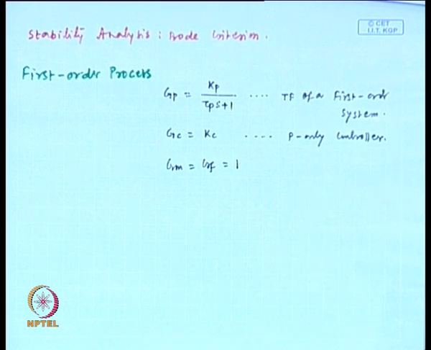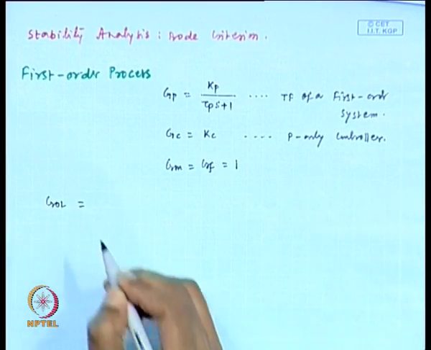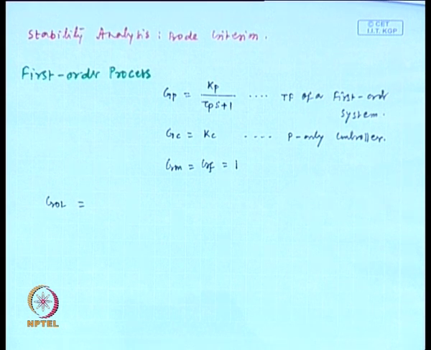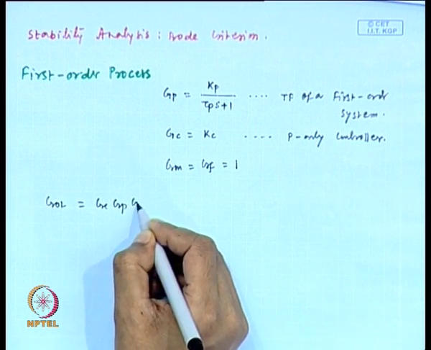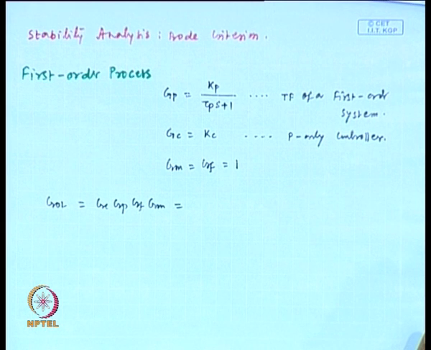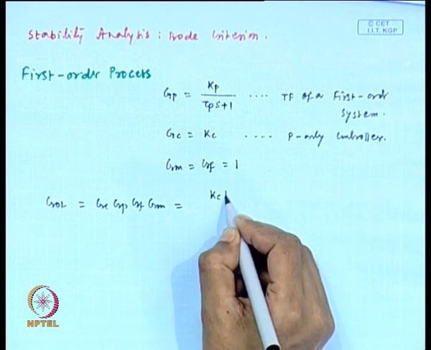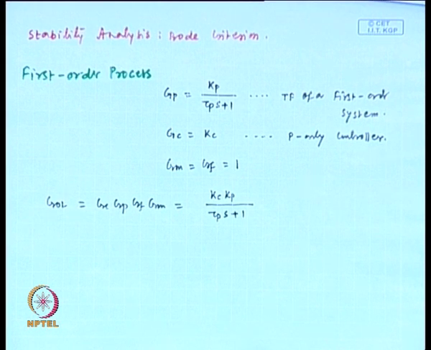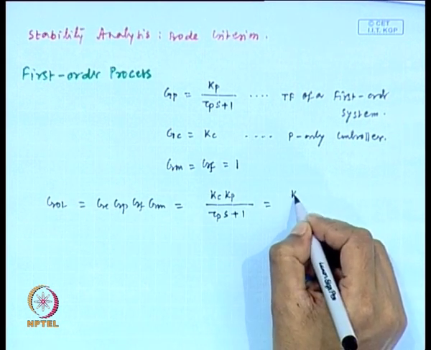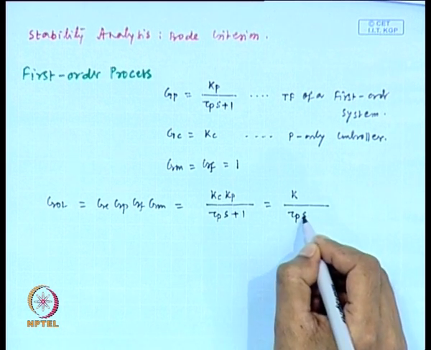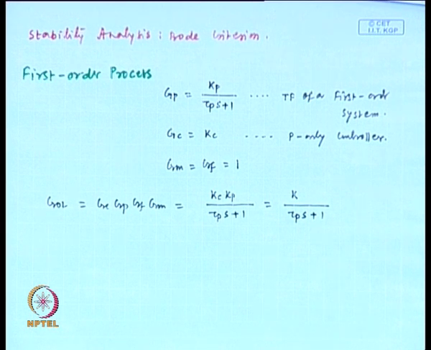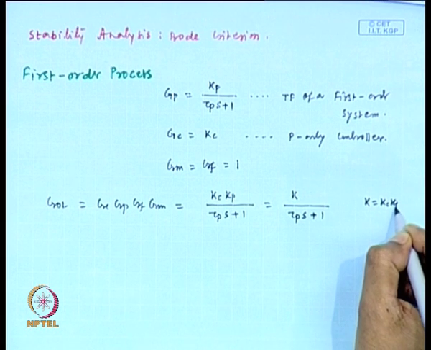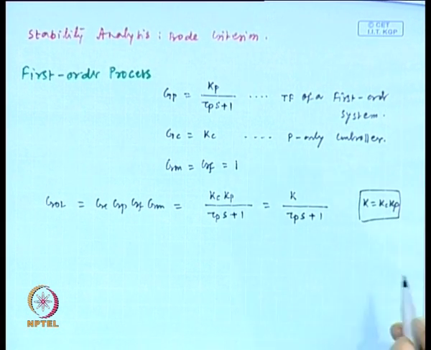Fine. Now, at the first step we need to find the open loop transfer function. The open loop transfer function for this example system we can write as Gc, Gp, Gf, Gm, and that is equal to Kc, Kp divided by tau P s plus 1. And we can write this as K divided by tau P s plus 1, where K is Kc Kp.